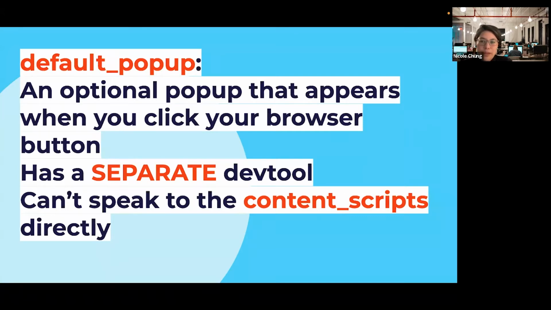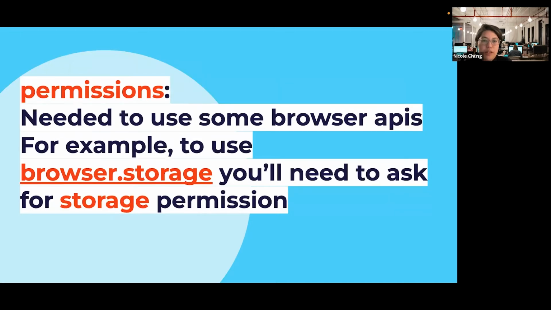And then the weird thing with the pop-up is it can't speak to the content script directly. So when you want the pop-up to tell the content script to do something, you have to do it by local storage or sending messages or opening a port if you're going to send a bunch of messages, which we'll talk about in a bit. Again, permissions. You need permissions to use some browser settings. For example, if you want to have an extension that uses local storage, you need to ask for the storage permission, or else you won't be able to use the browser storage API.